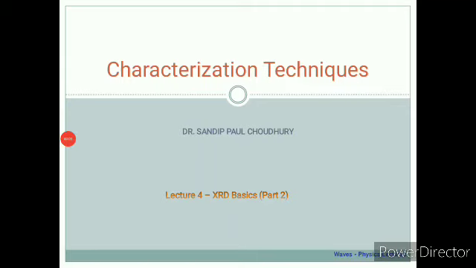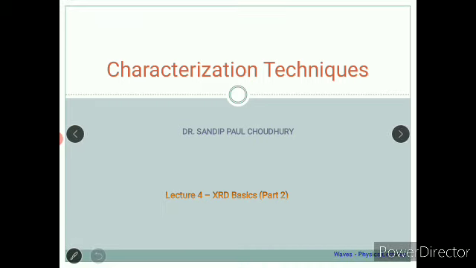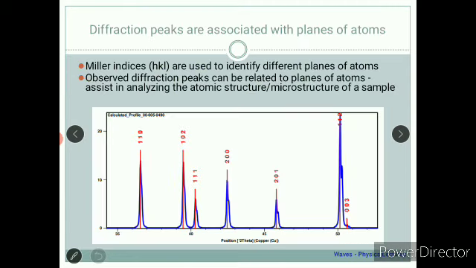We'll start with the lecture on XRD basics, the second part of this. So this would be altogether our lecture 4, but XRD basics will continue with this. As I mentioned in my last class, XRD plays a very important role whenever you are doing any kind of characterization technique. The diffraction peaks that we actually see in an XRD result are basically nothing but associated with the plane of the atoms.